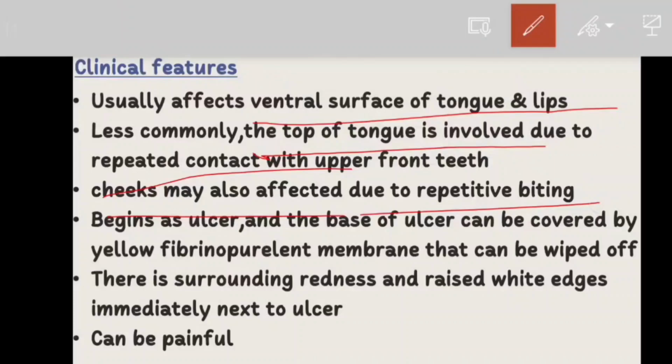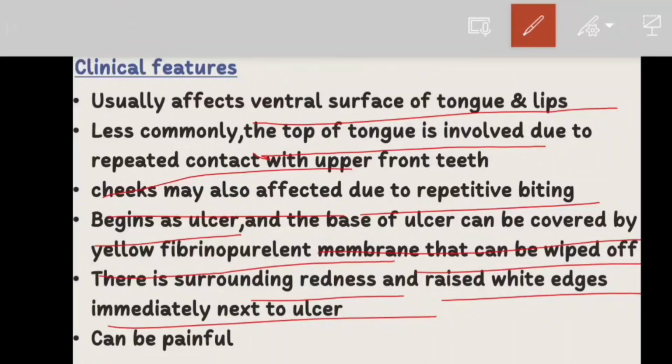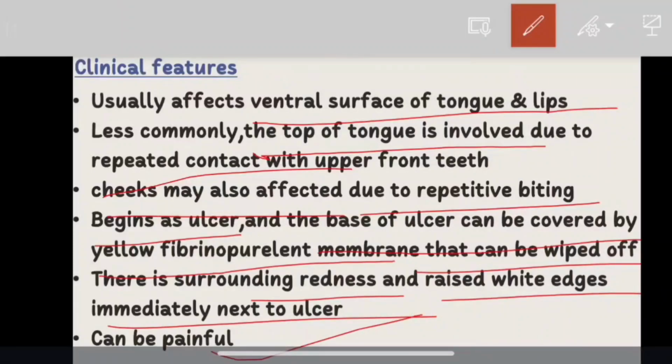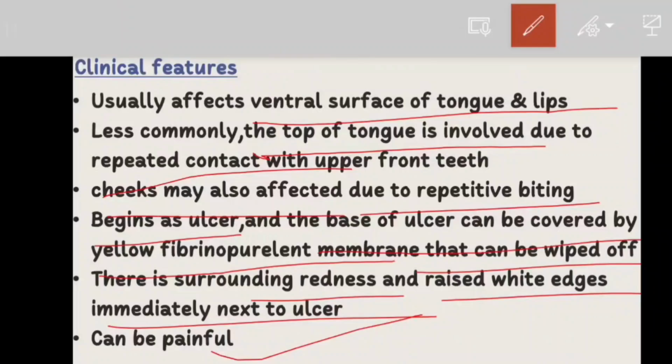So how does the lesion look? The lesion begins as an ulcer. The base of the ulcer can be covered by a yellowish fibrinopurulent membrane that can be wiped off, and around the ulcer we can see redness and raised white edges immediately next to the ulcer, and the lesion can be painful. So question for you: if you see a painful ulcer in a baby exactly at the site which is repeatedly traumatized by an erupting tooth, what should come to your mind? That is Riga-Fede Syndrome. Okay.